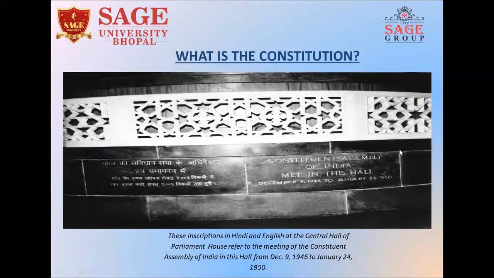This picture signifies the Parliament House in which meeting of the Constituent Assembly of India used to happen. These inscriptions are in Hindi and English, which states Constituent Assembly of India met in this hall from December 9th, 1946 to January 24th, 1950.